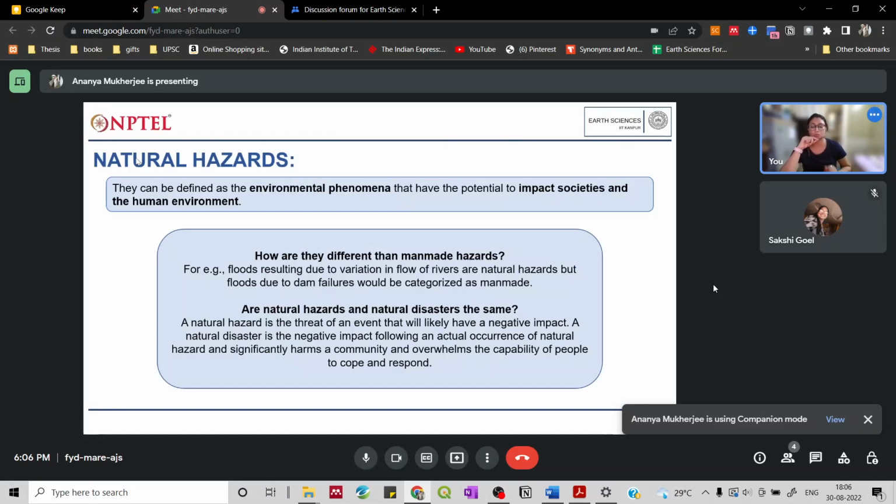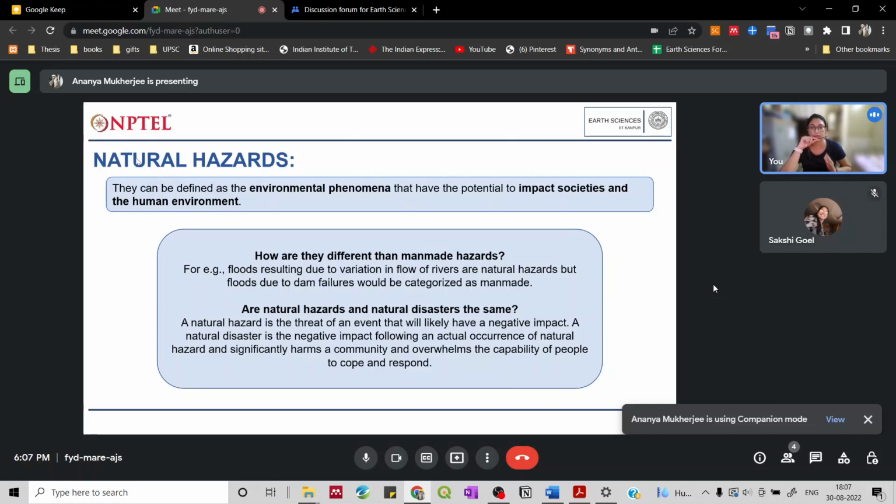So what is a hazard? A hazard is something that can cause negative impacts on something. So when we are talking about natural hazards, they are usually environmental phenomena that have the potential to impact the society's life, property, and environment as a whole. So there are natural hazards and then there are man-made hazards.